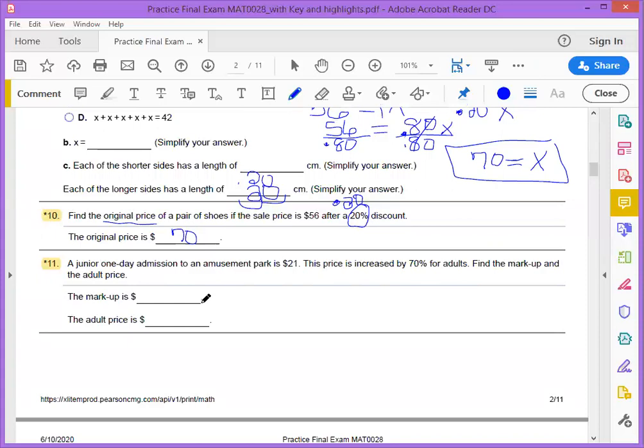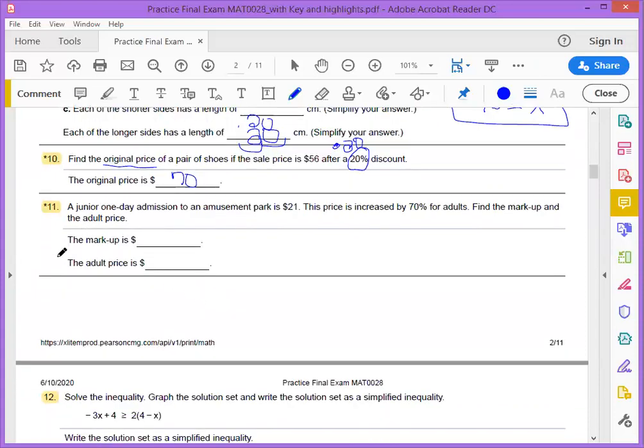Let's look at number 11. So number 11, you have 2 spaces you've got to fill in. A junior one-day admission to an amusement park is $21. The admission is increased for the adults. And we're going to find how much of an increase that is, that markup, how much did it go up, and we want the adult price. So to apply this, we want to use a similar formula to what we just used for problem number 10.